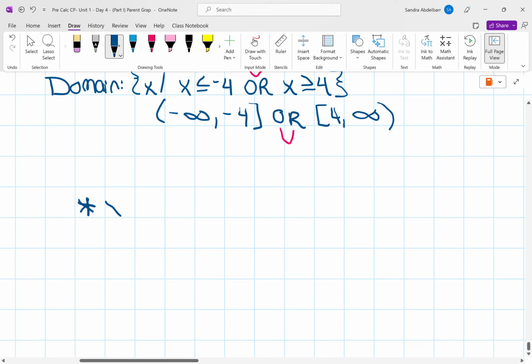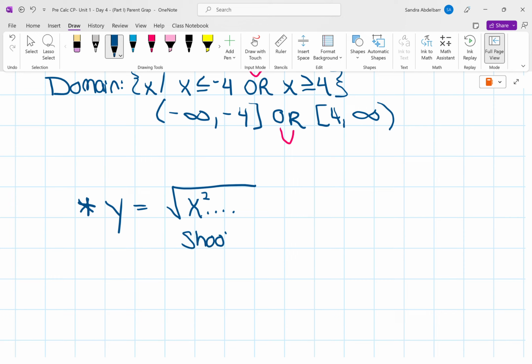Star. All right, y equals the square root of x squared, meaning there's more with the x squared, right? Some kinds of quadratic. It's going to be a shooting star, or it's going to be two shooting stars in opposite directions.